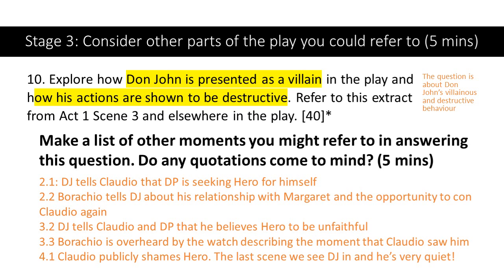Perhaps you chose Act 3, Scene 2, where Don John tells Claudio and Don Pedro that he believes Hero to be unfaithful. Or maybe Act 3, Scene 3, where Borachio is overheard by the watch describing the moment when Claudio saw him. Or maybe Act 4, Scene 1, when Claudio publicly shames Hero, the last scene we see Don John in, and he's very quiet. Do you make a note of those moments now?